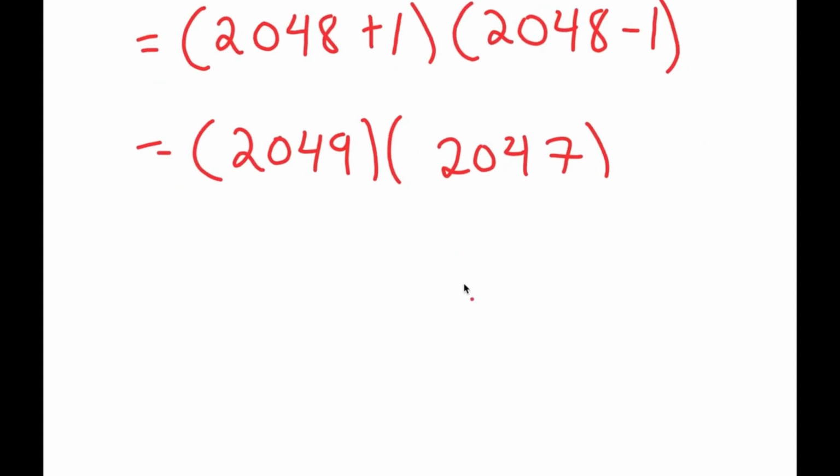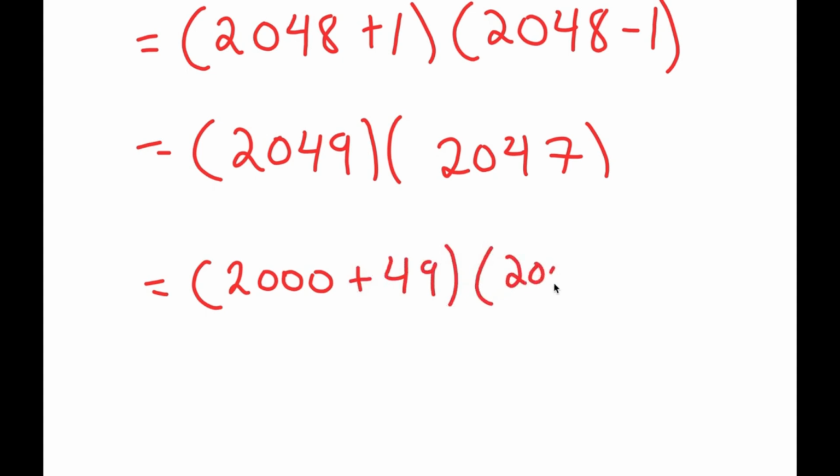And now, a simpler way of multiplying this, rather than the usual method of this way, which takes way too long. So a much easier route is to rewrite this as 2000 plus 49 times 2000 plus 47. Now from here, I can simply distribute.